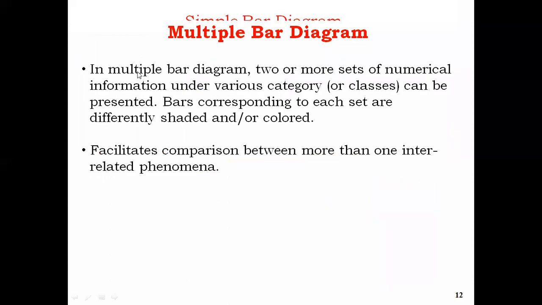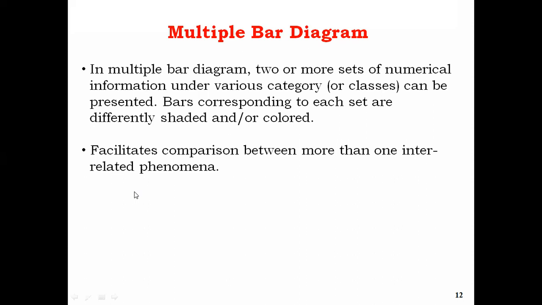Multiple bar diagram. So what is a multiple bar diagram? In a multiple bar diagram, 2 or more sets of numerical information under various categories, or we can say classes, can be presented. That means we are using more than one. And here the bars corresponding to each set are differently shaded or colored, which facilitates comparison between more than one interrelated phenomena.